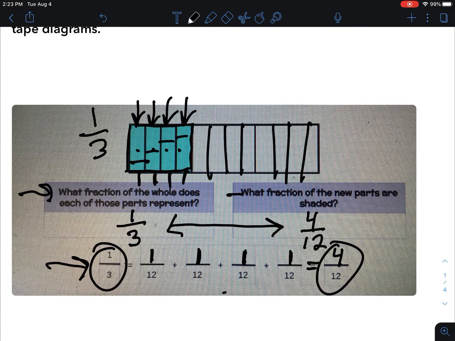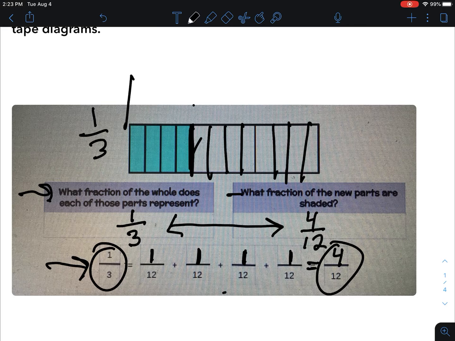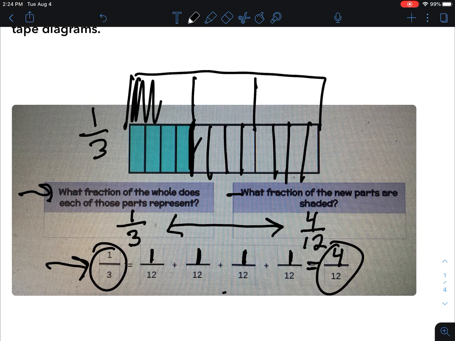And they're starting to show you, because we're going to get into equivalent fractions, and equivalent means equal. So they're trying to show you that if I divide this into 12 parts and I shade 4, my tape diagram is shaded to there. If I divide it into 3 parts and I shade 1, it goes to the same part. So 1/3 up here is the same thing as 4/12. All right.